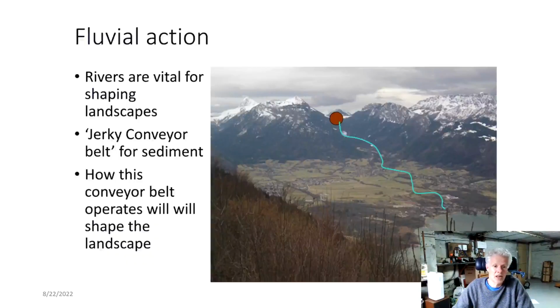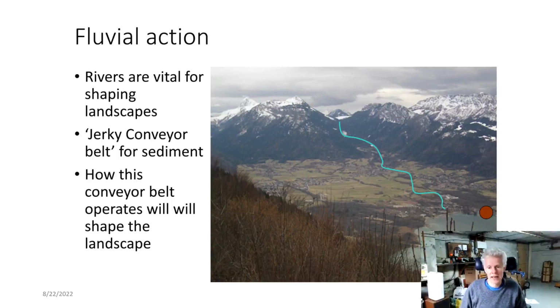And so rivers have been described as being vital in controlling this process of how sediment moves from the mountains to the bottom. They have been described as what we call the jerky conveyor belt. As in, it's a conveyor belt for this sediment from the mountains down to the sea. But it's jerky because it's not continuous. It's operating every now and then. When there's a big flood event, or when there's a big input of sediment from a landslide, for example, then that speeds up the conveyor belt.